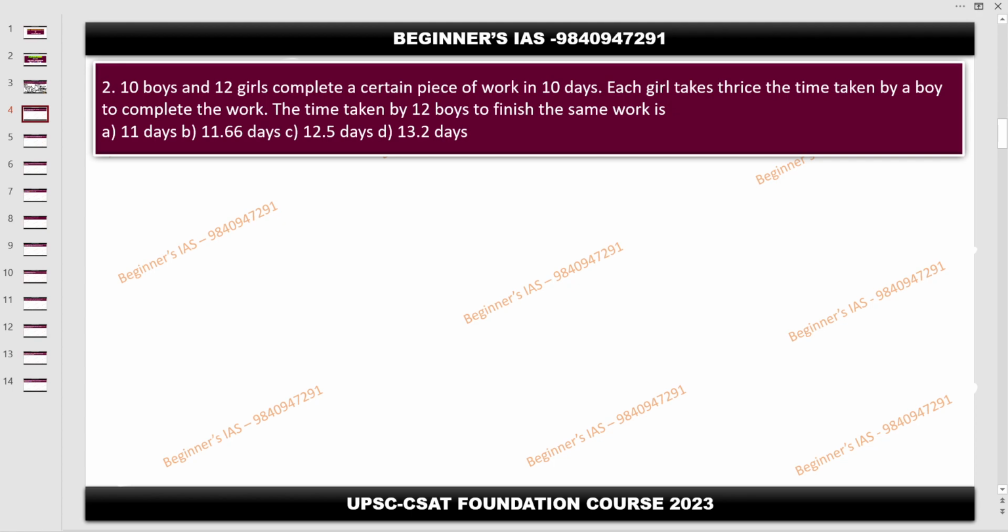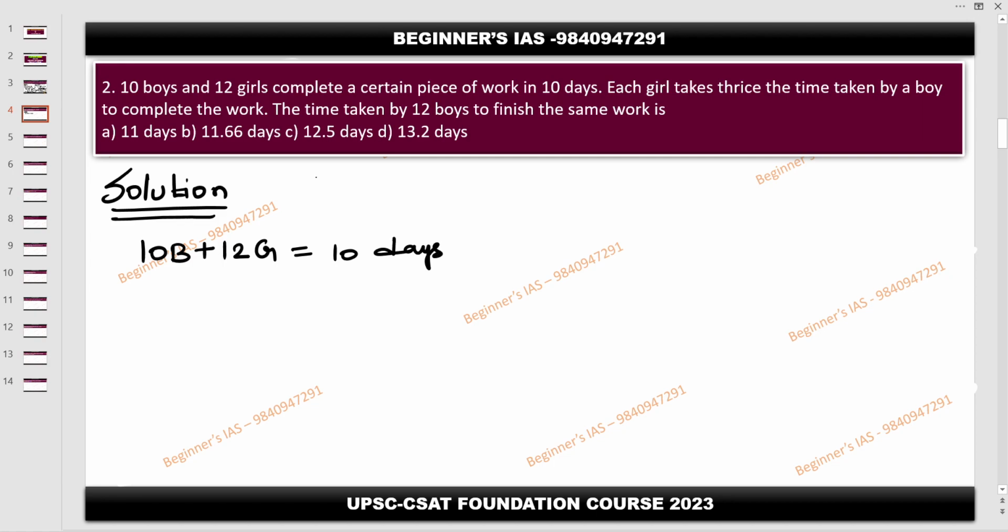Okay. So here you need to understand the time taken by 12 boys. Therefore, try to convert that much of girls in terms of your boys and substitute, then surely you will get the answer. So that is the logic to solve this kind of question. First of all, take the given data with respect to the question. So what is the given data? 10 boys plus 12 girls can do a certain piece of work in 10 days. Now the given is very important.